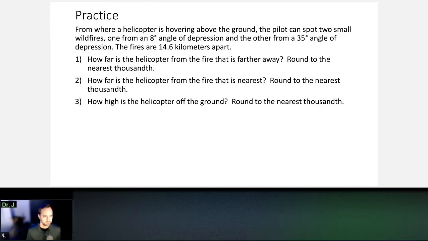From where a helicopter is hovering above the ground, the pilot can spot 2 small wildfires, one from an 8-degree angle of depression and the other from a 35-degree angle of depression. The fires are 14.6 kilometers apart. 1. How far is the helicopter from the fire that is farther away? Round to the nearest thousandth. 2. How far is the helicopter from the fire that is nearest? Round to the nearest thousandth. And 3. How high is the helicopter off the ground? Round to the nearest thousandth.